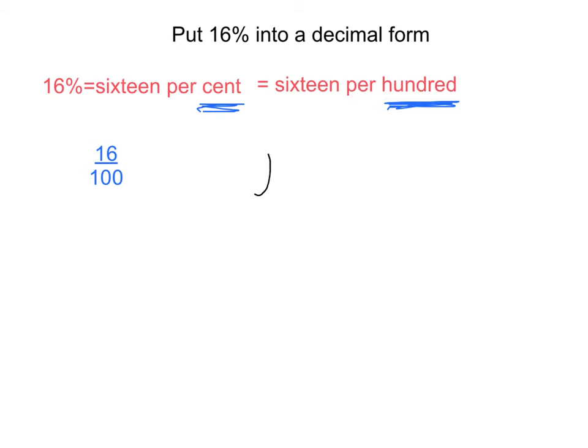So we're going to do the division sign first. And 100 is going to go on the outside of the bracket. And 16 will go inside of the bracket. Now, since 100 does not go into 16 any times, we'll put a 0 up there. So how are we going to make 100 go into 16? You're right, we move the decimal place over, add a 0.